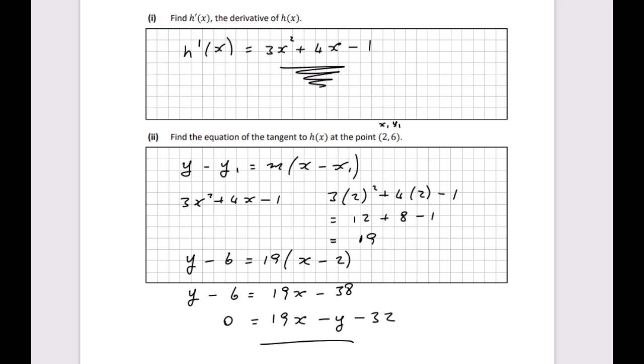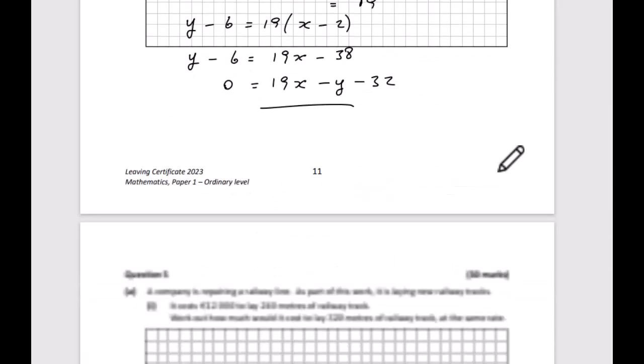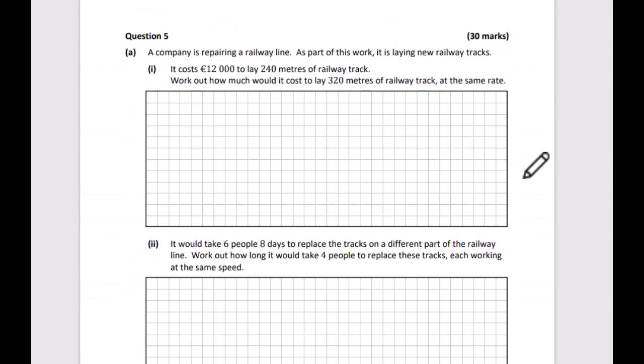You could probably put it in the form y is equal to mx plus c either. It doesn't actually say what way they want the answer, but this is the way I would normally write it. Okay, so that question is done, I think. Yeah, let's move on to question 5.